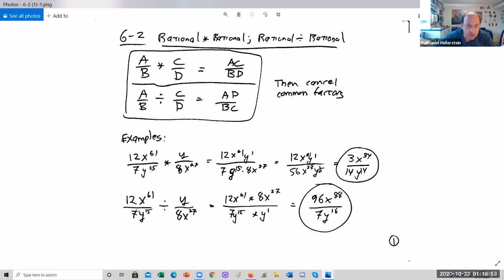Now here we're going to be dividing this expression by that. Same expressions, only this time you divide. 12x to the 61 over 7y to the 15th divided by y over 8x to the 27. So we flip this upside down and get 8x to the 27 over y to the 1 times 12x to the 61 over 7y to the 15th. 12 times 8 is 96, over 7. It's in lowest terms already. We add the exponents, so 61 plus 27 makes x to the 88th, and 15 plus 1 makes y to the 16th. So here's the ratio, the product of these two, and here's the ratio of those two.